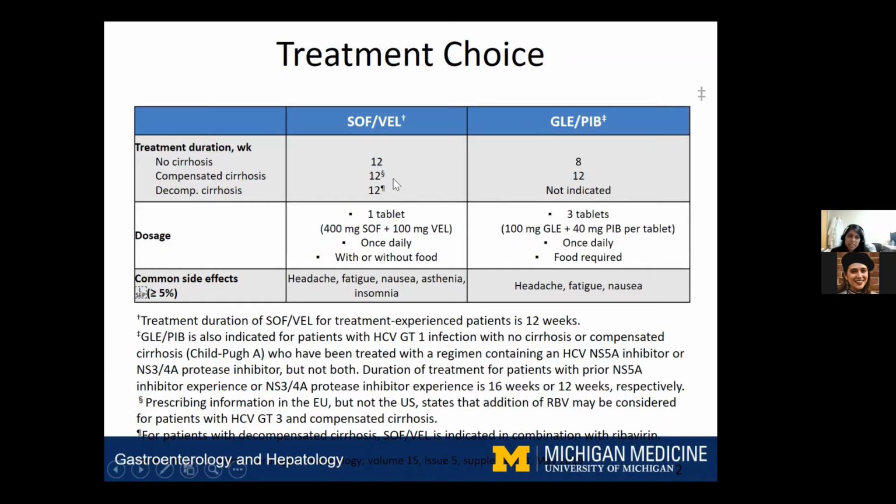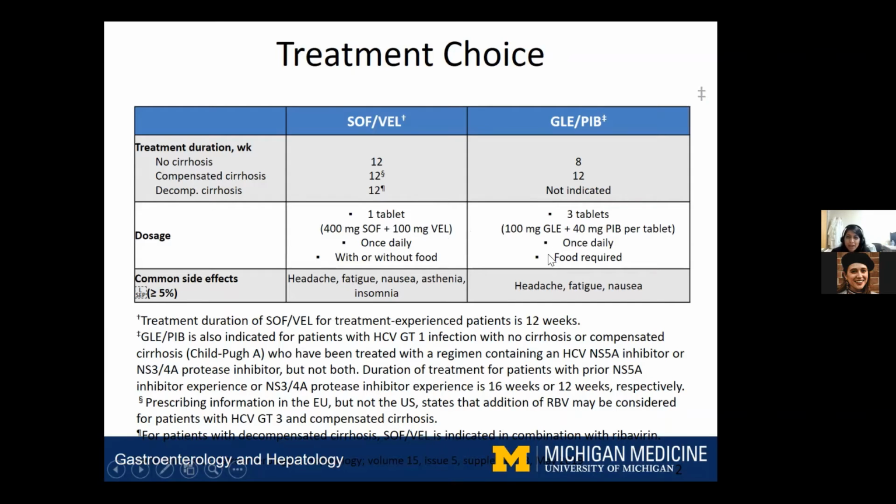So you could still consider 12 weeks of treatment with Epclusa, but protease inhibitors like Mavyret are contraindicated. There are increased risks from a liver standpoint, making the liver disease actually worse in patients with decompensated cirrhosis when treating them. So the dosage for Epclusa is 1 tablet, a combination of 400 milligrams of sofosbuvir and 100 milligrams of velpatasvir, once daily with or without food.